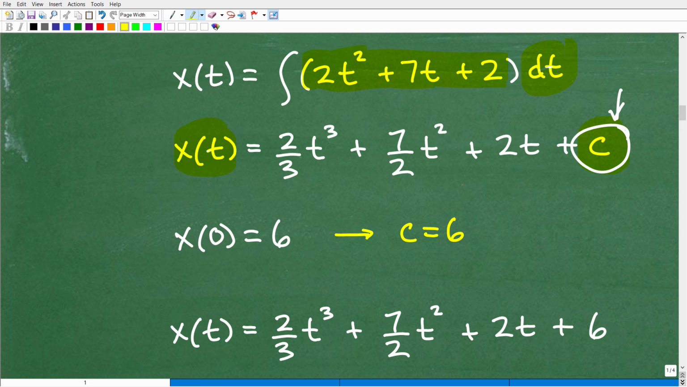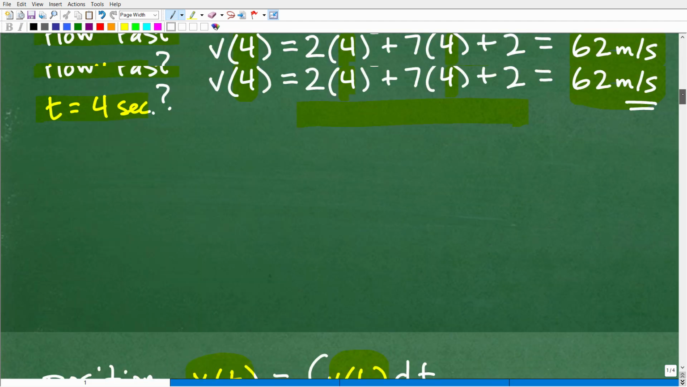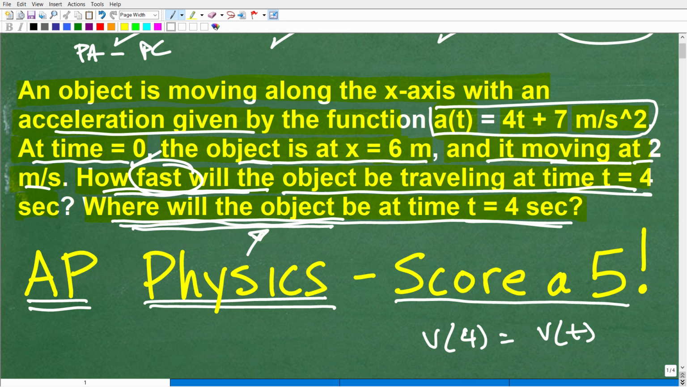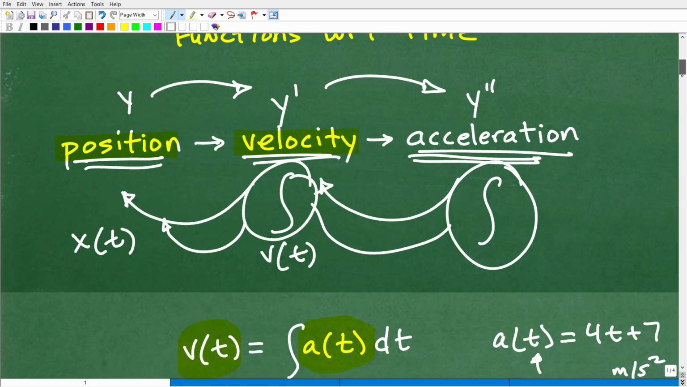Now, again, going back to the problem, remember we had some information that when the time was 0, the position of the object was at 6 meters. Let's go back and just review that real quick because we're going to need that. Okay, so at time is 0, the object is at 6 meters. So we need that to get our constant.